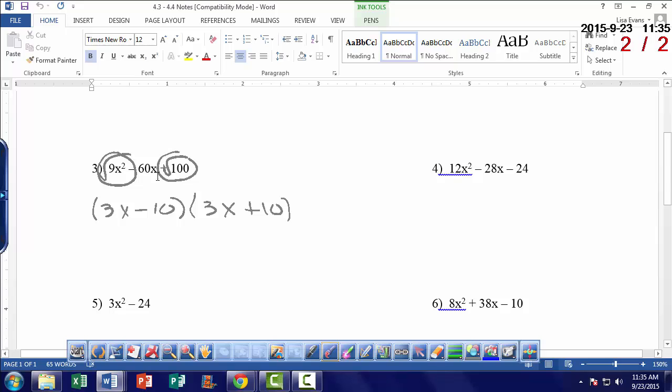Now, if you don't recognize that, we can go ahead and multiply 9 times 100 and go through the rainbow method like we were going to do in number 2, which we will do in a couple minutes here. Okay, let's go ahead and try number 4. Number 4, there is a GCF. I can take a 4 out of everything, so that's my first step. I'm going to take a 4 out of everything.